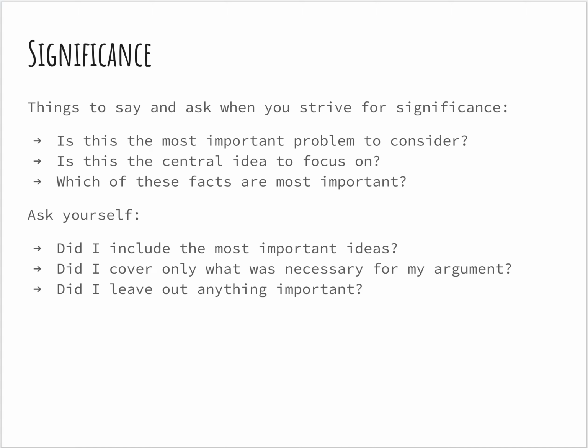This is important to ask yourself in your research or any problem you're trying to solve or decision you're trying to make, because sometimes the most significant things are the most complex and the hardest to find a solution for. And sometimes we tend to get lazy and say, oh, that's going to be too hard. Even though it's the most significant and the most important, we say it's too hard, so I'm just going to go on to something else. That's not good critical thinking. So you want to make sure that you include the most important, significant things. Did I cover only what was necessary for my argument? Again, don't get lazy. Cover all the most significant things. Did I leave out anything important?